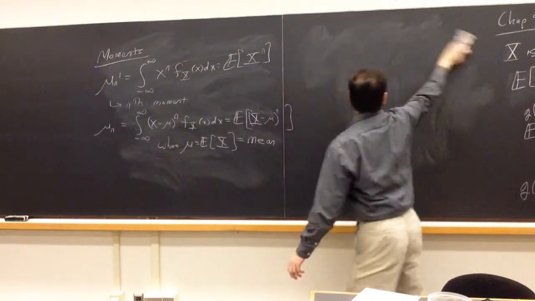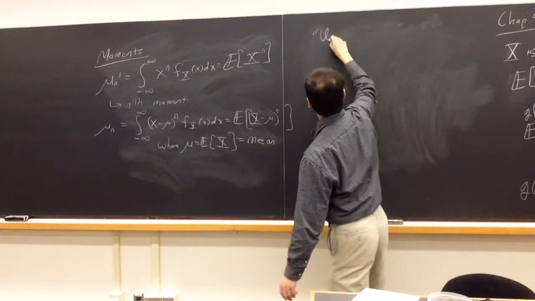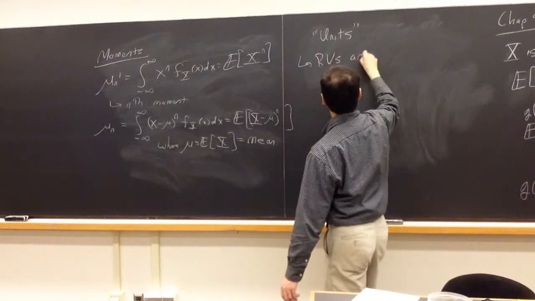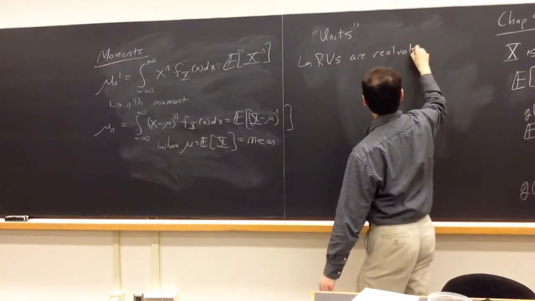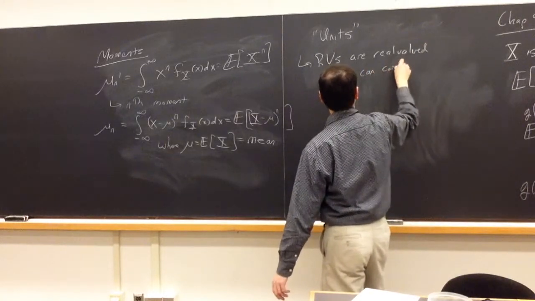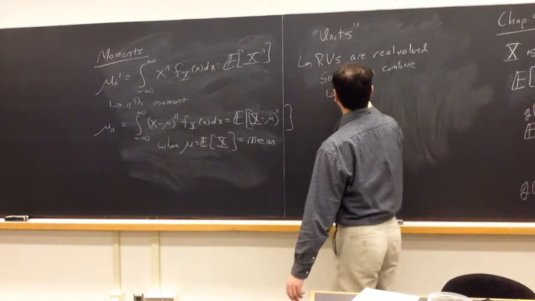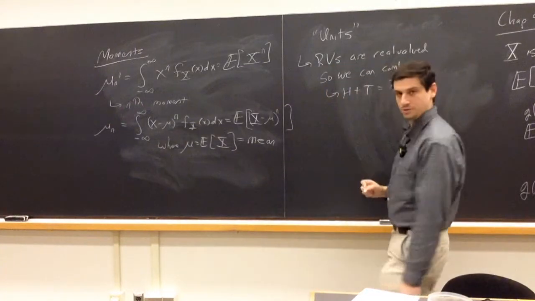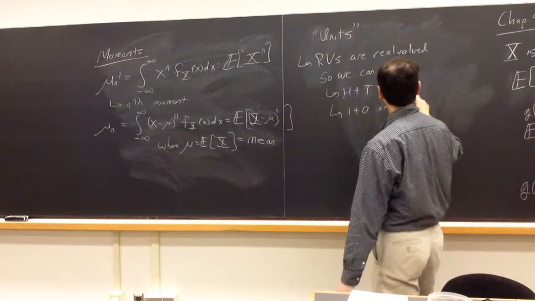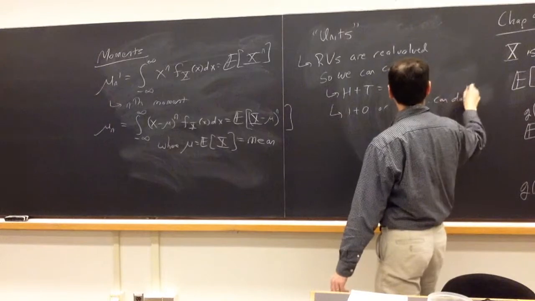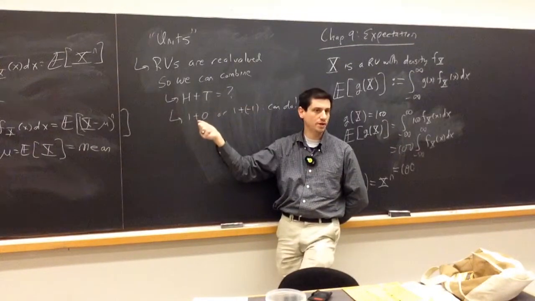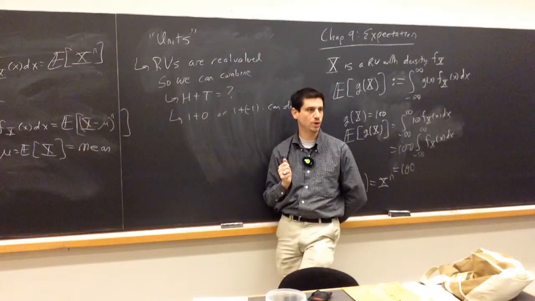So if you want, we can almost call this units. The first is random variables are real valued, so we can combine. So head plus tail, I don't know. But 1 plus 0 or 1 plus -1, that we can do. And so typically, when you're doing coins, you'll make a head a 1, and you'll make a tail either a 0 or a -1.